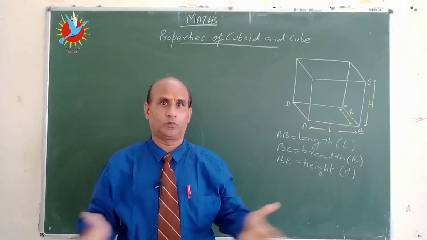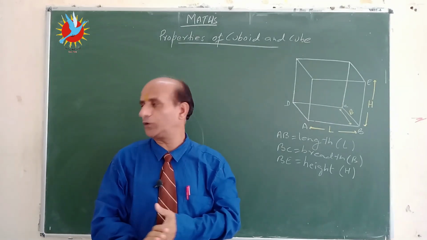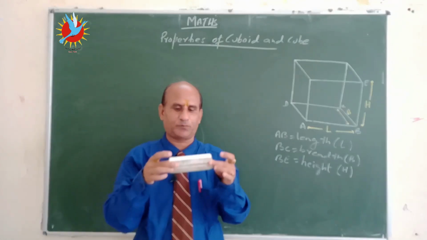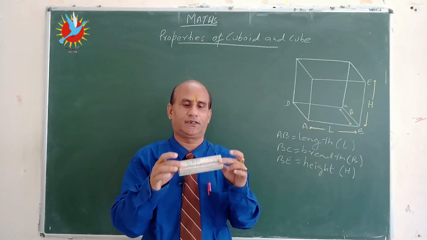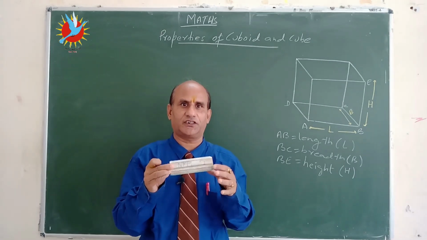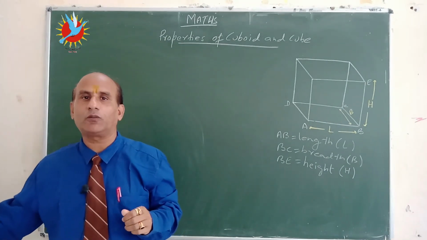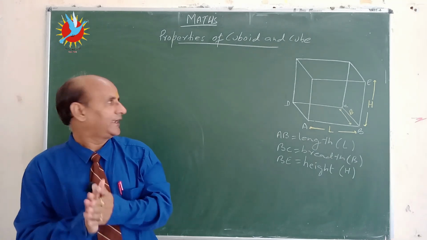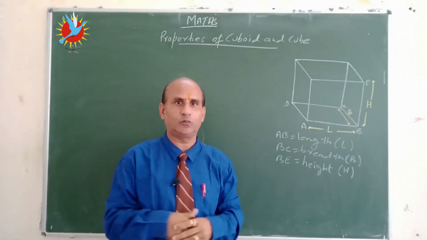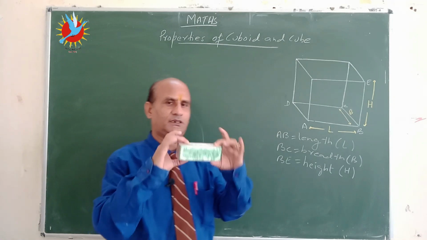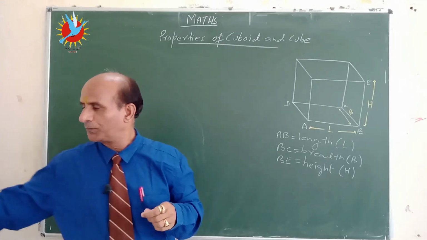This room is also in the shape of a cuboid. See, this duster is also in the shape of a cuboid. Your geometry box is also in the form of a cuboid. So I have drawn a rough sketch of the cuboid, which is just similar to this duster.